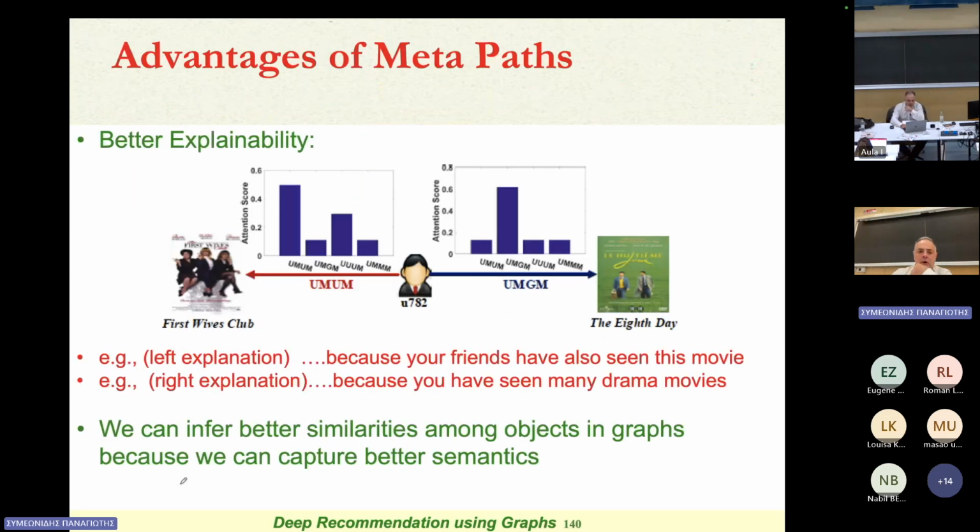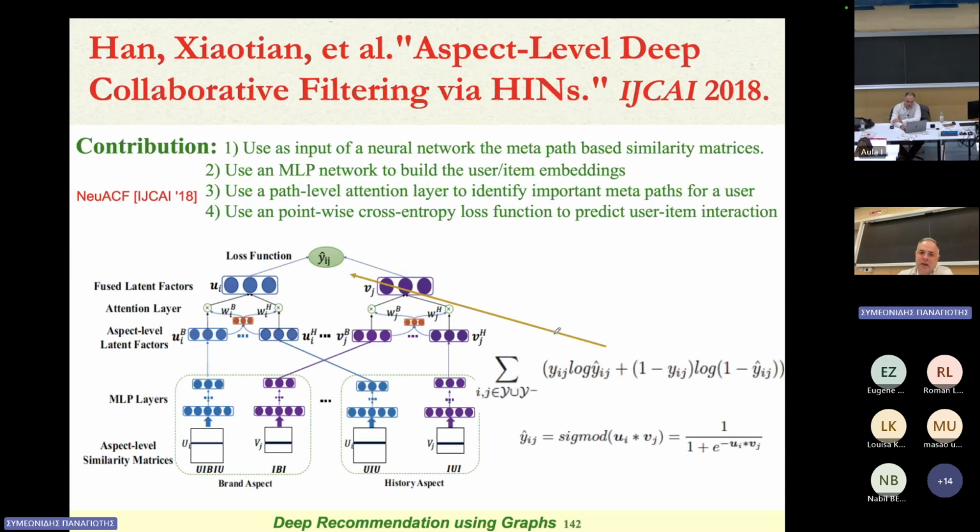Okay, so this could help a lot in your explanations. For example, in the left explanation, because your friends have also seen this movie. Okay, this is the UM metapath. Or in the right explanation, because you have seen many drama movies, UMGM, user, movie, genre, movie metapath. Okay, so you can use these metapaths for explaining, let's say, your recommendations. There is this work of aspect level deeper collaborative.